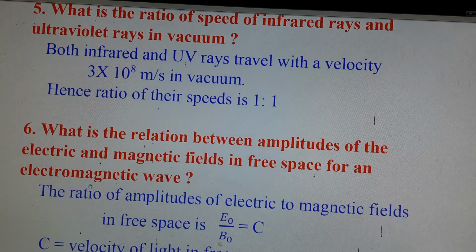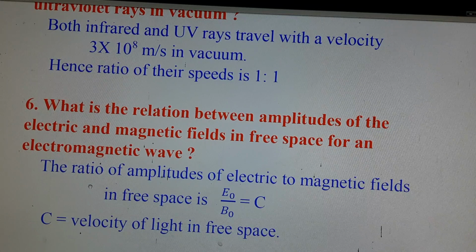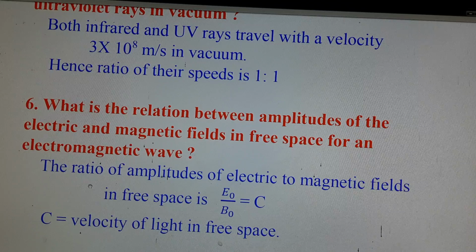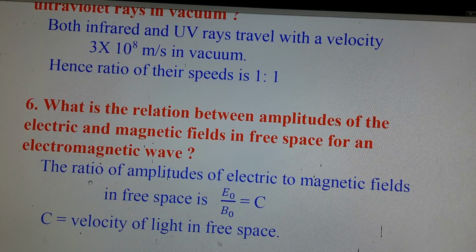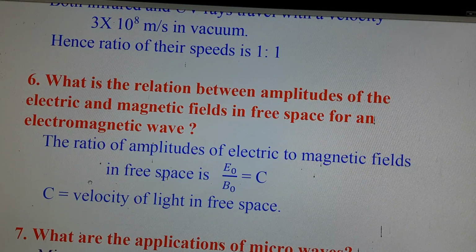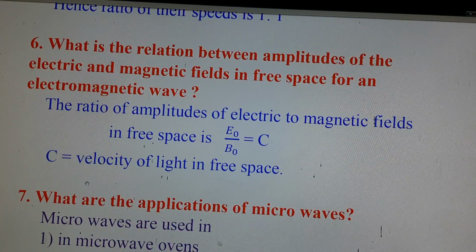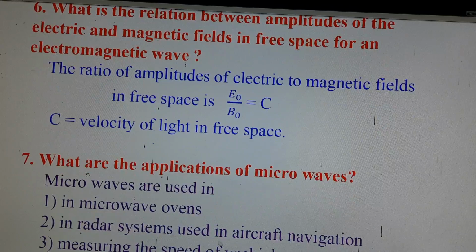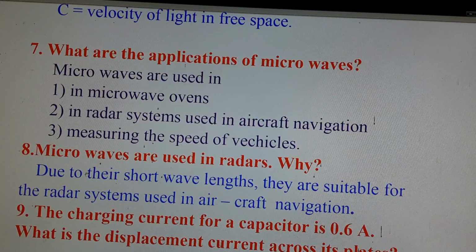So the sixth one is what is the relation between amplitudes of the electric and magnetic field? We already know the amplitude of electric field is represented by E naught, and the amplitude of magnetic field is B naught. So the ratio of the amplitude of electric field to the amplitude of magnetic field is equal to C, which represents the light velocity. So C is equal to E naught by B naught, where C is the velocity of light in free space or vacuum.